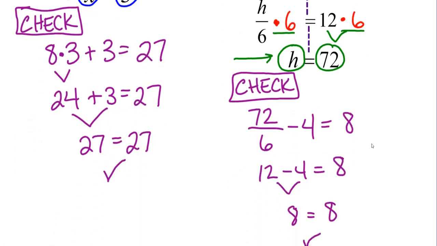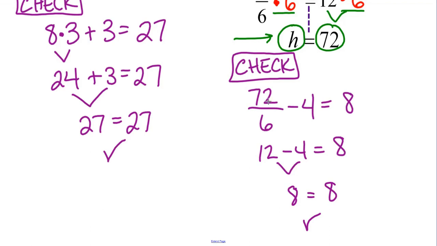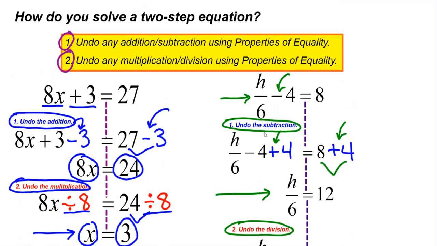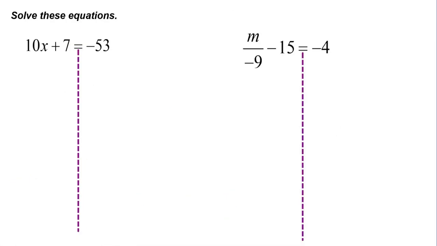And then again, if I check that by plugging that back into the original equation, 72 divided by 6 is 12, 12 minus 4 is 8, and 8 equals 8. So I know my solution is correct. So it seems like a lot, but once you get the hang of solving two-step equations, it's really quite easy to do. Just make sure that if you're in doubt, you check your answer.